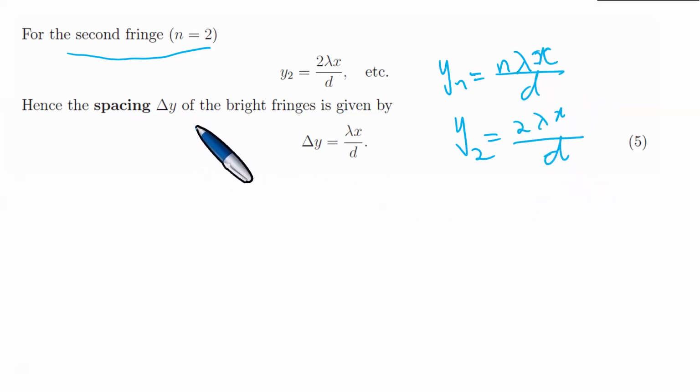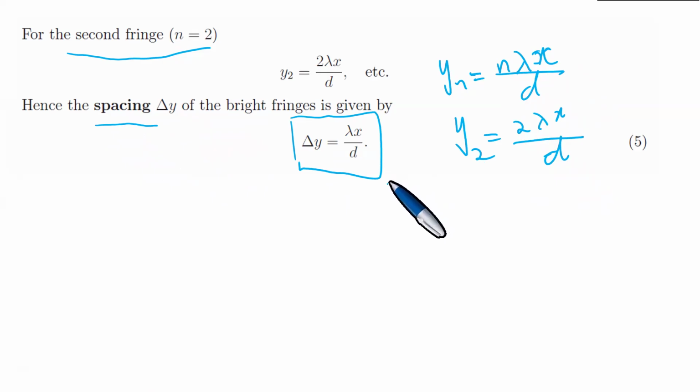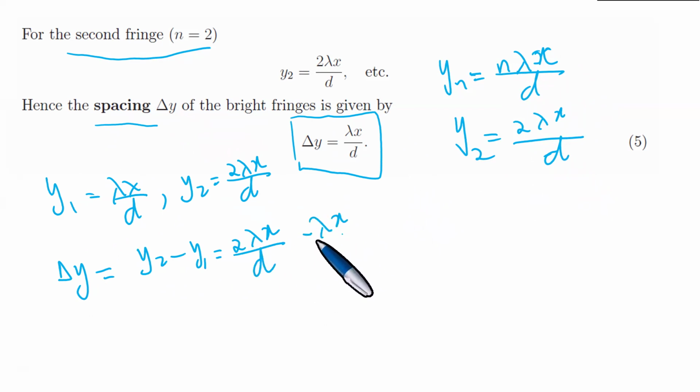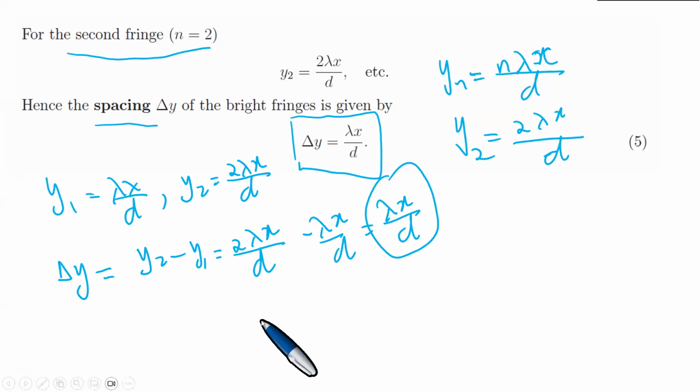Hence, the spacing delta y of the bright fringes is given by the following. The first fringe is lambda x divided by d. The second fringe is 2 lambda x divided by d. Then what is delta y? It is y2 minus y1. What is y2? It is 2 lambda x divided by d minus lambda x divided by d, which is lambda x divided by d.